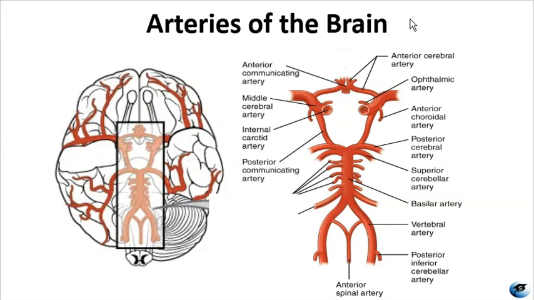of Willis. And then other notable branches include the ophthalmic artery, which supplies the eye, and the anterior carotid artery, which supplies the deep brain structures. And I know these names are very difficult, so here are some tips for identifying these arteries.